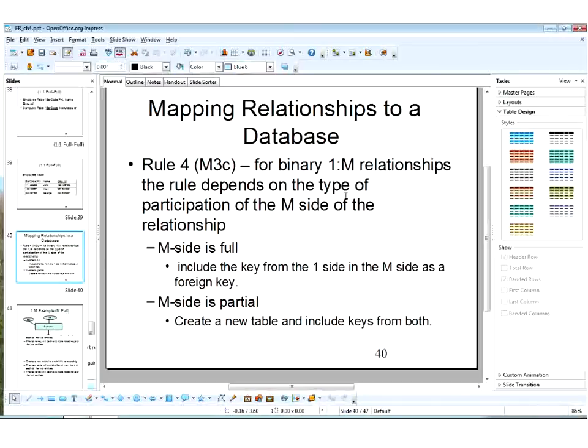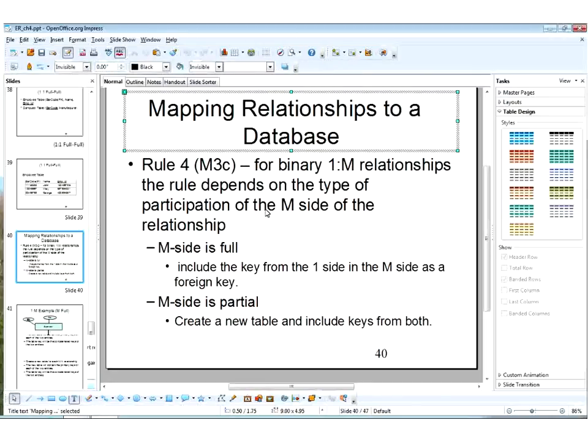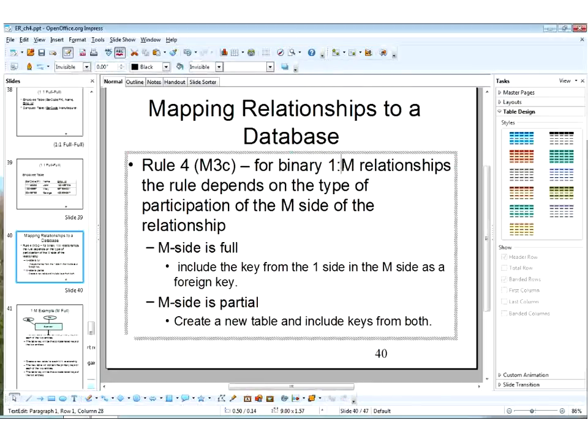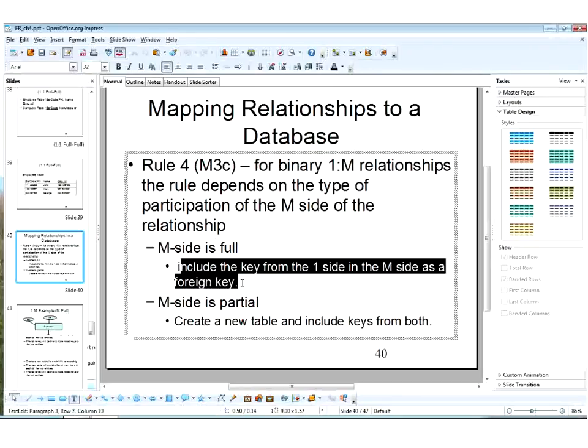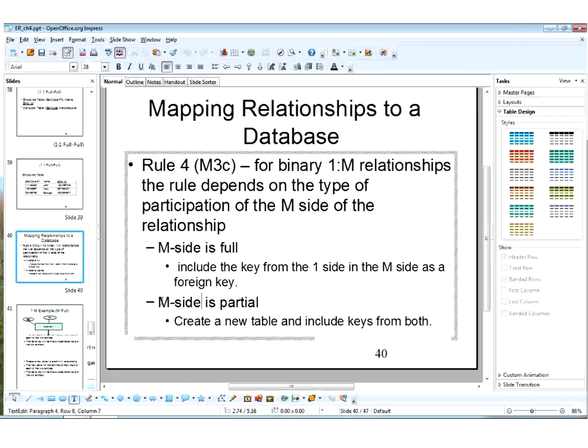And last but not least, 1 to M. And this also depends. Now, if you have a 1 to M relationship, remember 1 to 1 or more, and the M side is full, you put the key from the single side on the M side as the FK, as the foreign key to reference that single side. Or, if the M side is partial, then you have to create a new intermediary table.